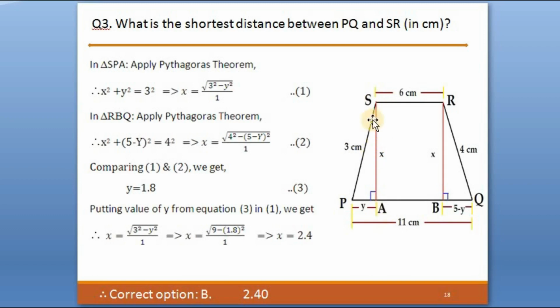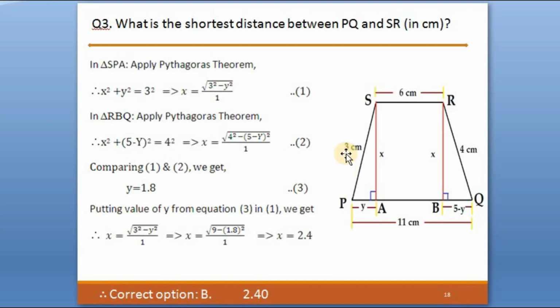Pythagorean theorem is basically perpendicular square plus base square is equal to hypotenuse square. So perpendicular is x square, base is y square, and hypotenuse is 3 square. So from here we get the value of x as square root of 3 square minus y square, right? Because this hypotenuse is given as 3, right?